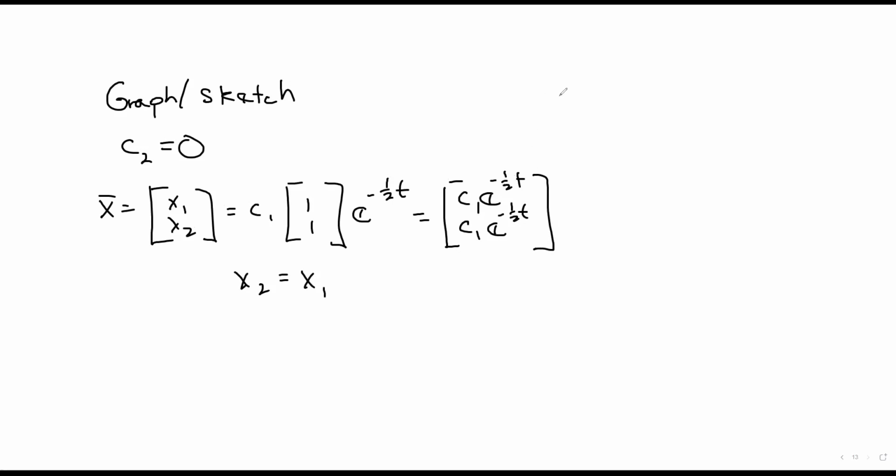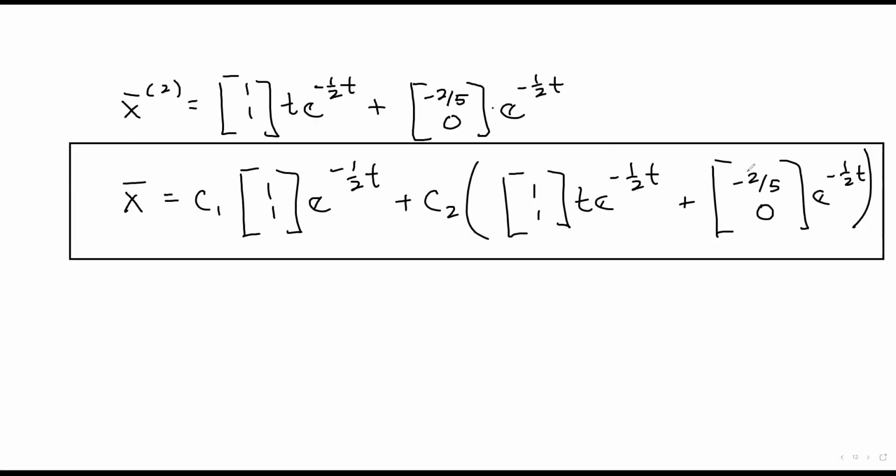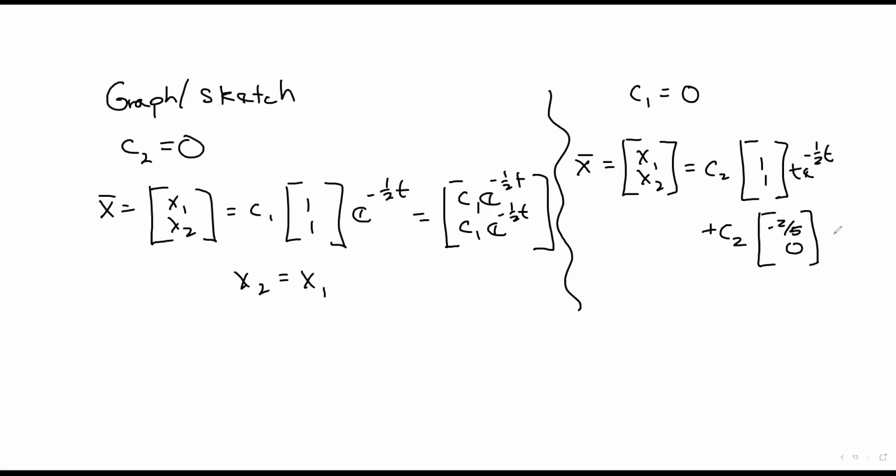Okay. And then for our second solution, we can do C1 equals 0. We're going to have x equals x1, x2 equals C2, 1 t e to the negative 1/2 t plus C2, negative 2/5 0. Right, that's what we got, right? Yep, negative 2/5 0 e to the negative 1/2 t.